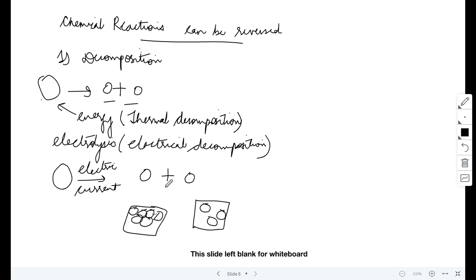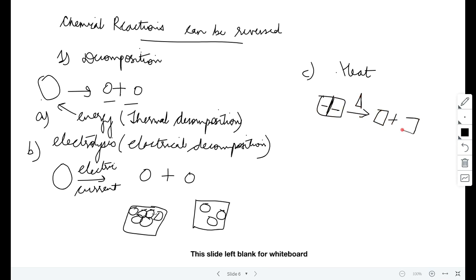This was the first one, A. This is the B one, and the C one is that there are some compounds which are not strongly bonded with each other. If you provide a little bit of heat, they are just going to break, because the bond between the elements is not strong. So if I provide a little bit of heat, it is going to split up. You understood? I'll give you an example: the thermal decomposition of hydrated copper sulfate.